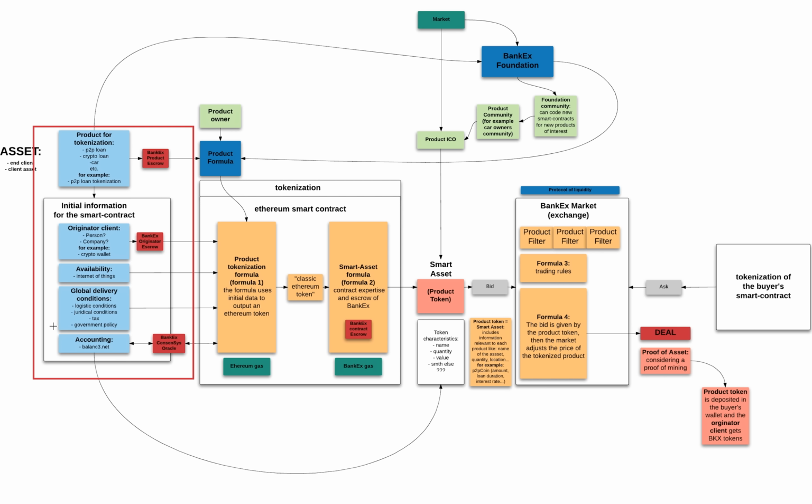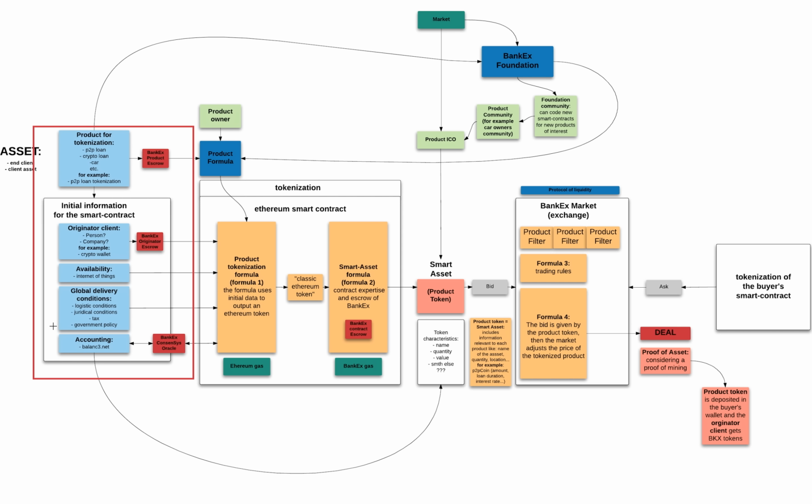Then we look at the global delivery conditions, the logistic conditions, juridical conditions, taxes. In the case of a car, some new cars need to pay more taxes when you import them. Other older cars are cheaper to import, or it could be the exact opposite for some countries. For example, they give you bonuses when you buy a Tesla. So all this information needs to be encrypted in the smart contract.